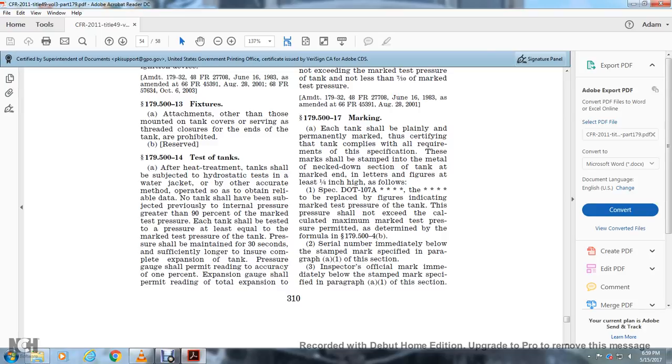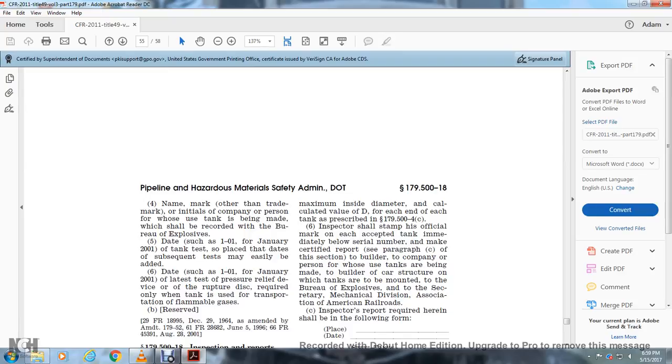Serial number immediately below the stamp marked as specified in paragraph A1 of this section. Inspector's official marking immediately below the stamp marked in paragraph A1 of this section. Name of the marking, other trademark, and the initial of the company or person who uses the tank may be used, with the record of the Bureau of Explosives. Dates such as 10 1 January 2001. The tank test date shall be so placed on the date. Subsequent tests must be easily distinguished from the original date, such as 10 1 January 2001.